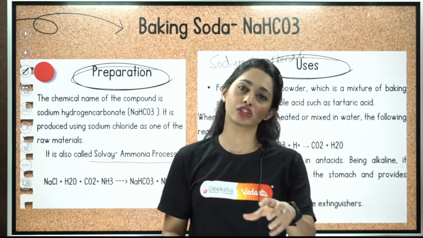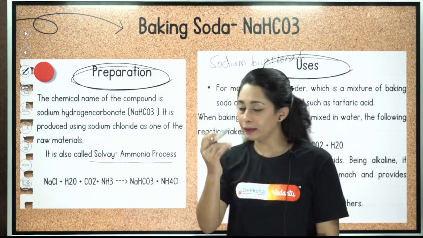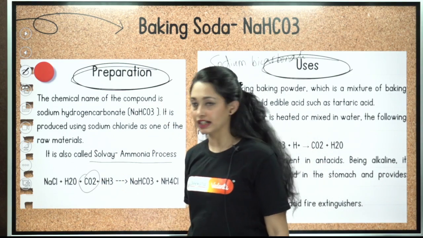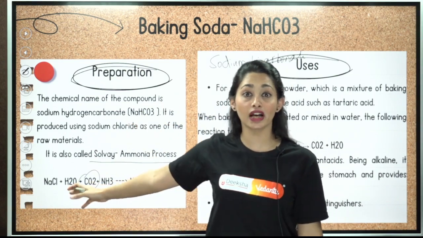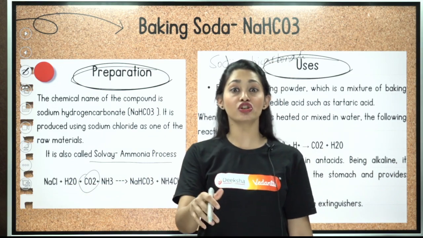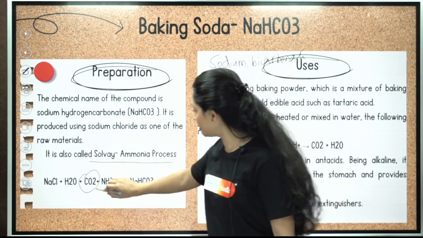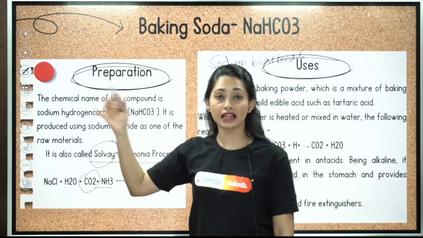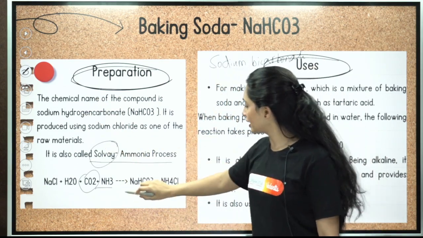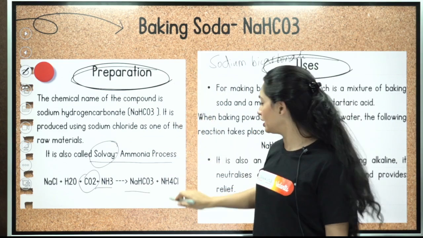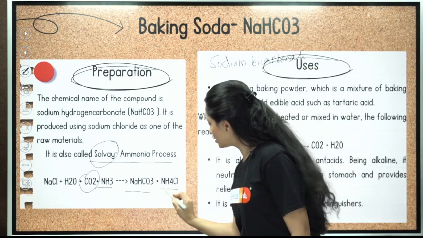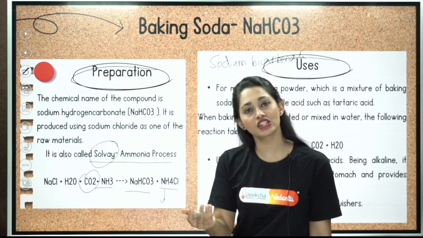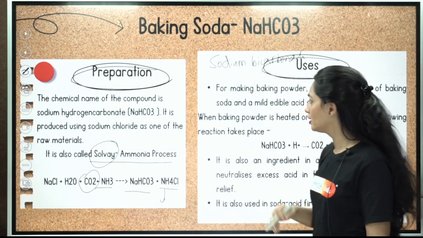It will be introduced into a carbonating tower. So in the carbonating tower, we'll have carbon dioxide gas. This brine solution is going to react with carbon dioxide, and this mixture will be made to react with ammonia. That's why the name Solvay ammonia process. Solvay was the scientist. Okay, so we are going to get NaHCO3, that is sodium bicarbonate, along with NH4Cl. NH4Cl is nothing but ammonium chloride, which is a byproduct of the Solvay ammonia process.